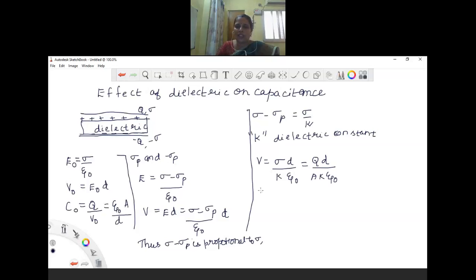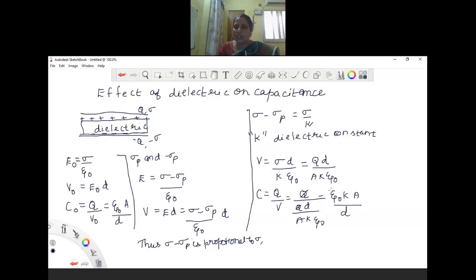Now, what is the capacitance now? Capacitance C is equal to Q by V. So Q divided by Q D by A K epsilon naught. So again these Q and Q get cancelled. So what will you get now? We will get epsilon naught K A divided by D.